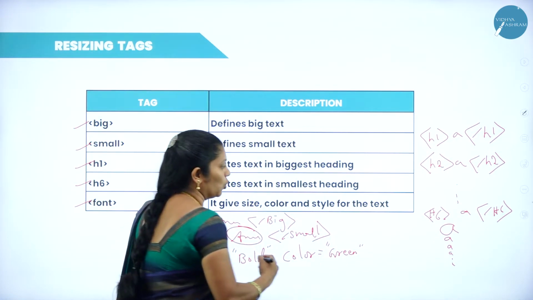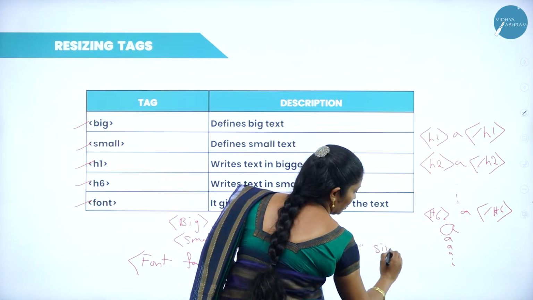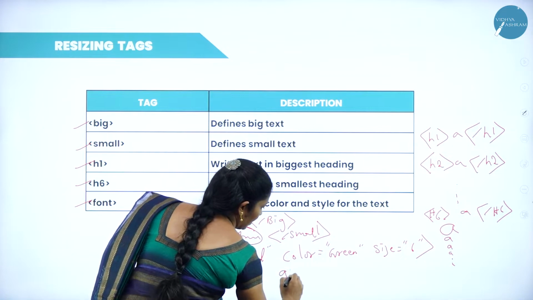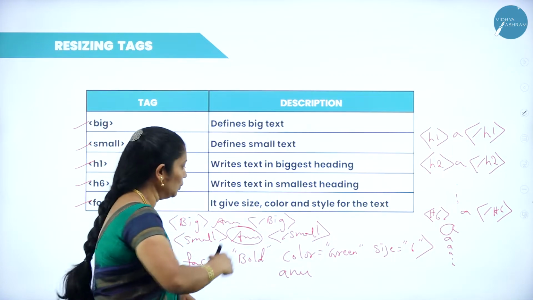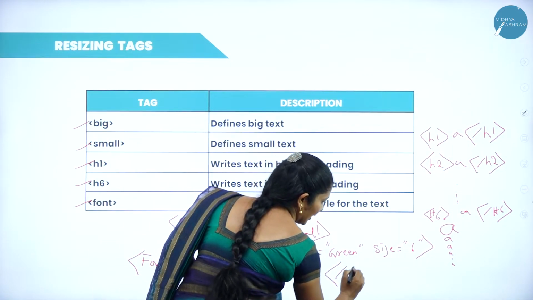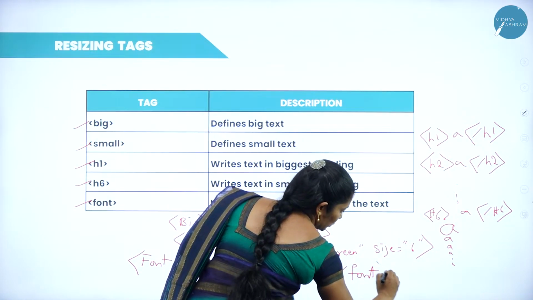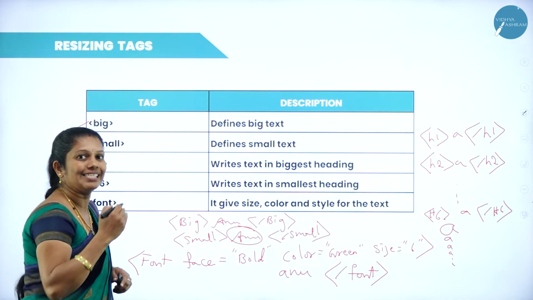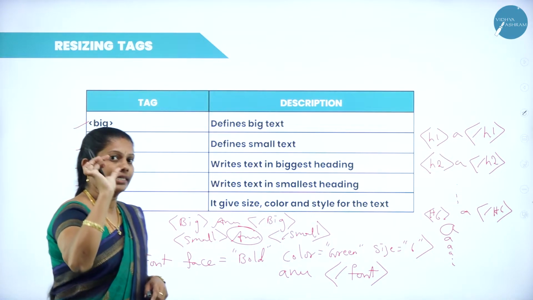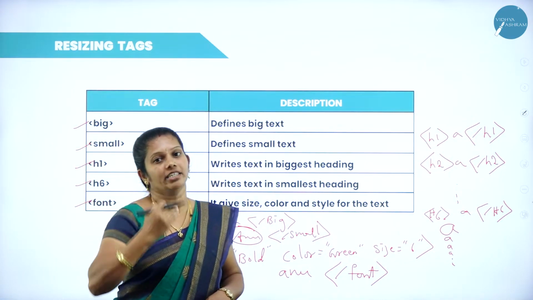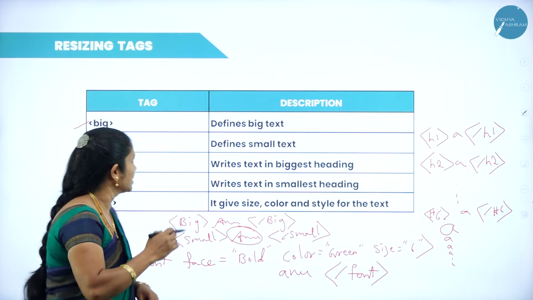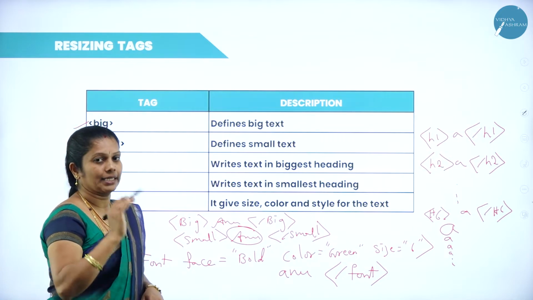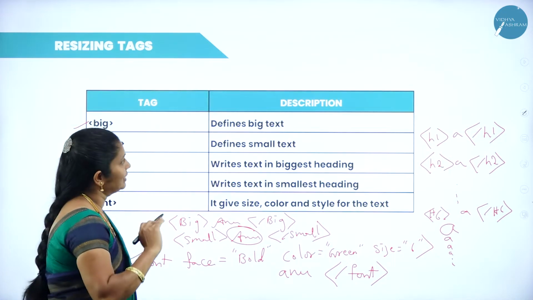Then, how much size do you want? Write down the size. For example, I am going to give 6. Then, for which text are you applying it? Write down the text, that is Anu. Then close with the font tag. Like this, these are a few resizing tags. It means the tags we use to alter the size of the text. So that is the big tag, small tag, H1 to H6 as well as the font tag. These are a few resizing tags.